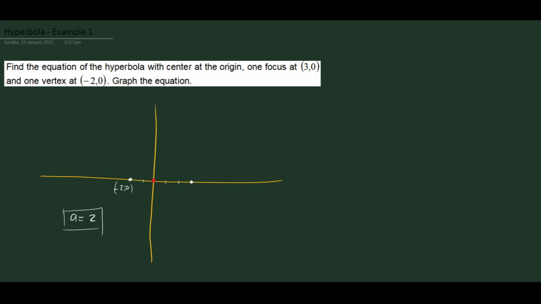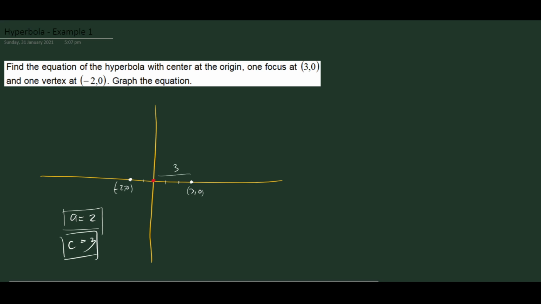Now, another one is the b. So we need to find c first. c is the distance from the center of a hyperbola to a focus, right? We also have that here, the focus (3, 0). If we find the distance there, we have 3, so c is equal to 3.